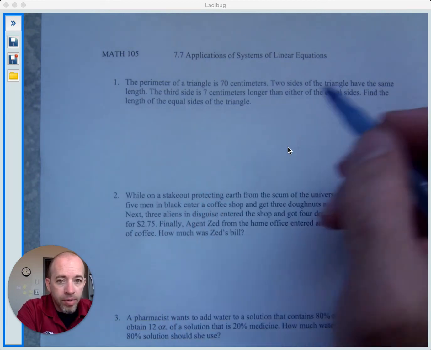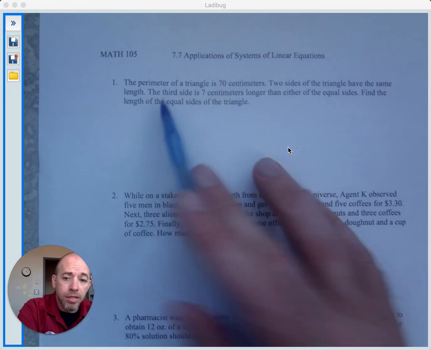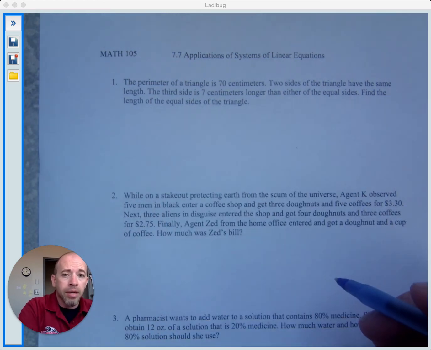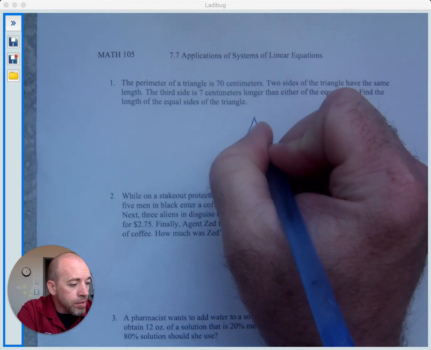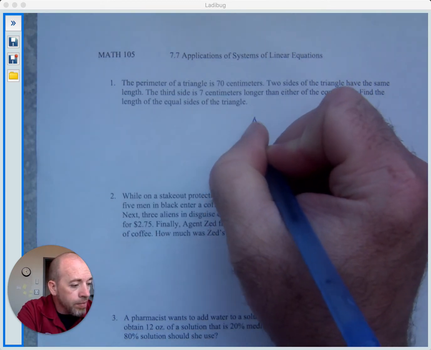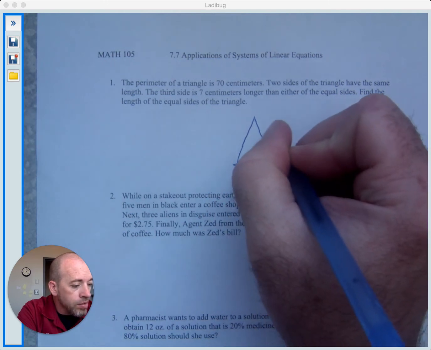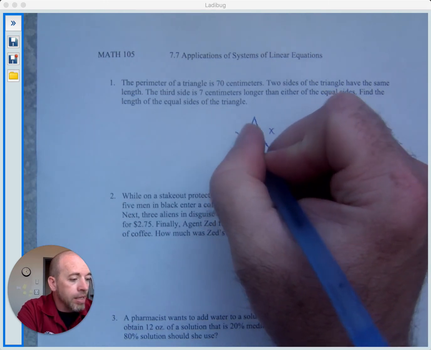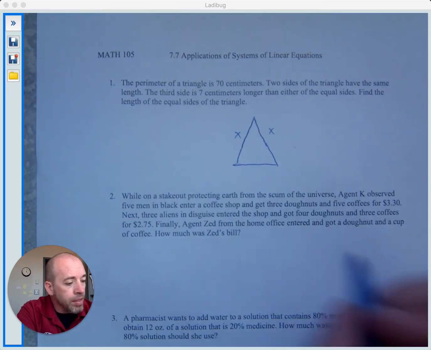Let's draw a triangle. Oh, hold on a second. I'm going to read the whole thing. 2 sides of the triangle have the same length. So that's going to be helpful, I think. So I'll draw a triangle with 2 sides the same length. That would make this an isosceles triangle, right? So let's say these 2 sides are the same length. I'll call them x and x. This other side, we don't know. I'm going to call it y.